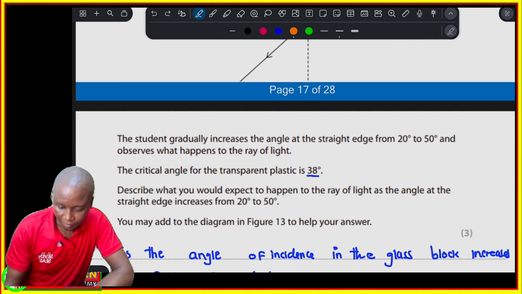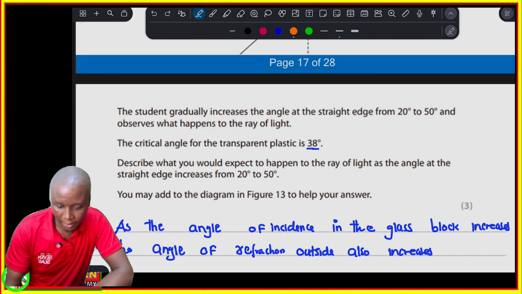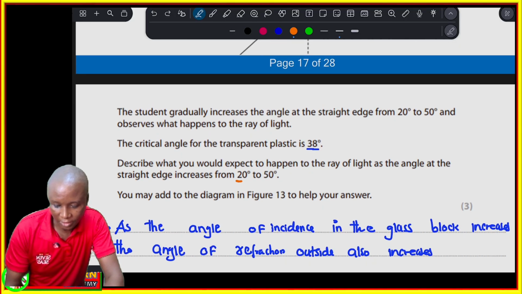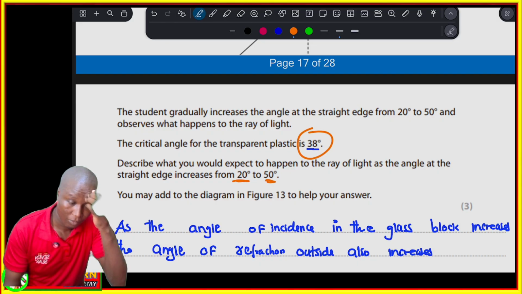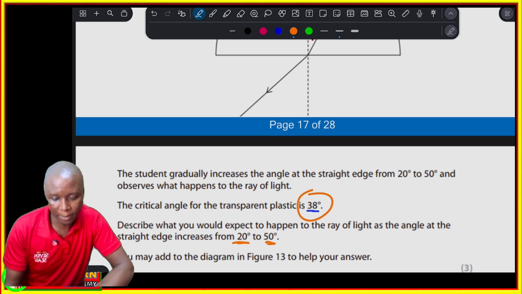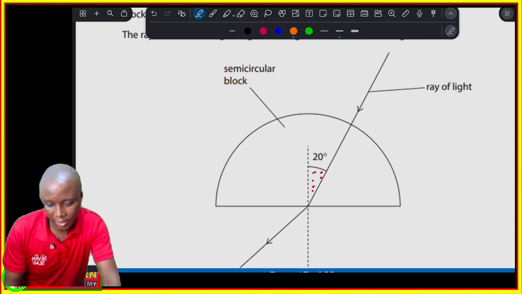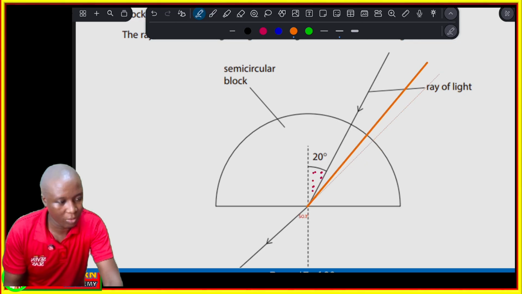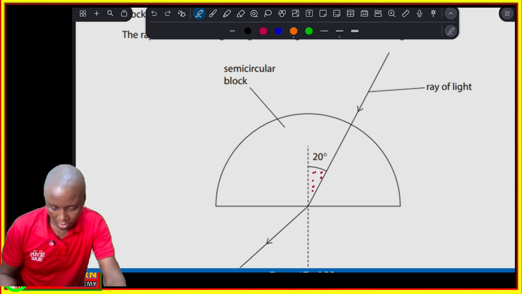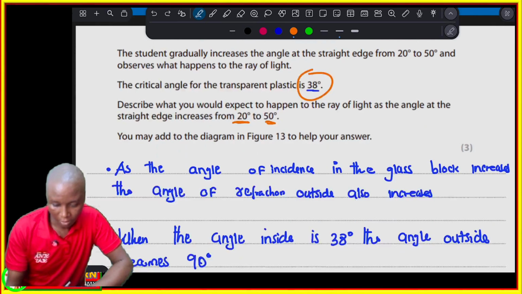So describe what we'll expect to happen as the angle of the straight edge increases from 20 to 50. Remember, we were told the critical angle was 38. So what do we expect to happen as this particular angle that we are having inside here increases? That's the question that we are being asked. As this angle increases, what will happen to this ray? That's exactly what we're going to respond in the question here.